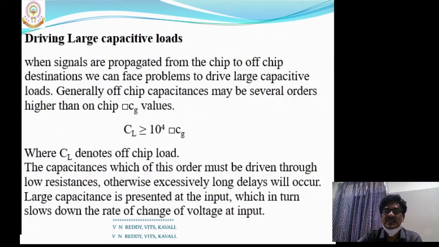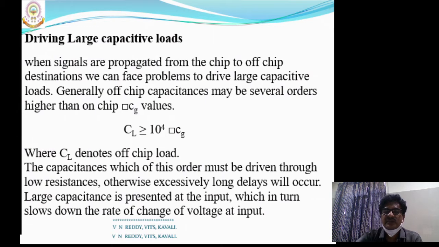Good morning. So now this is the class for discussing driving large capacitive loads. When the capacitance value is increased, the delay also increases. Previously we have seen the formula for the time delay. In that you can observe that the time delay is directly proportional to load capacitance, right? So if the load capacitance value is increased, the delay is increased. So in general, what are the different methods we have to follow to overcome this problem? That we have to see in this class.